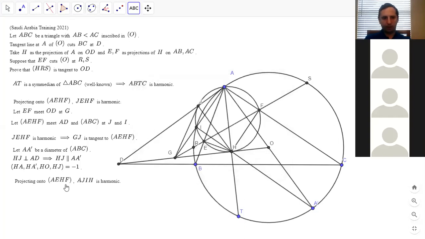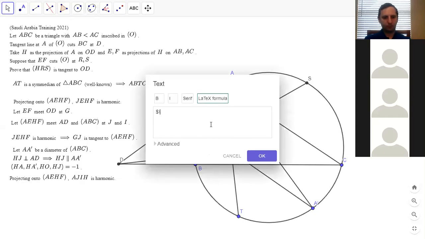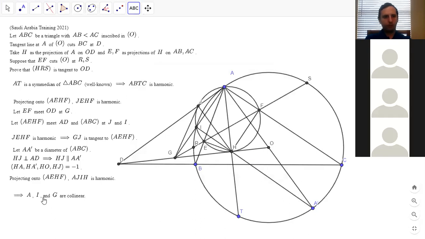So then A, I, and G are collinear. And then how do we finish off the problem? Then we know that GJ is equal to GH, and by an angle chase, we can show that that's equal to GD. So G would be the midpoint of HD, right?